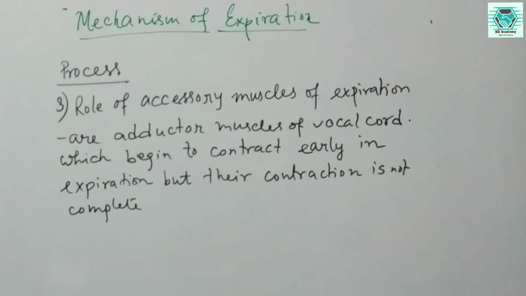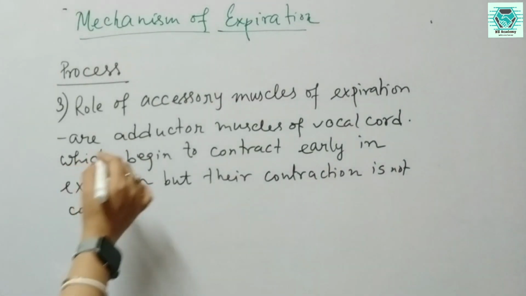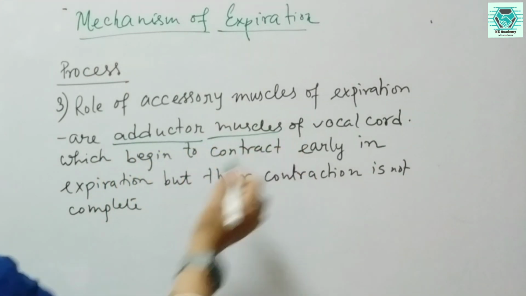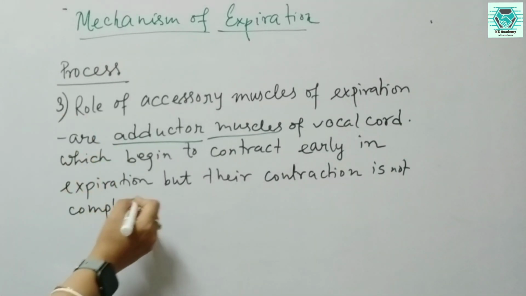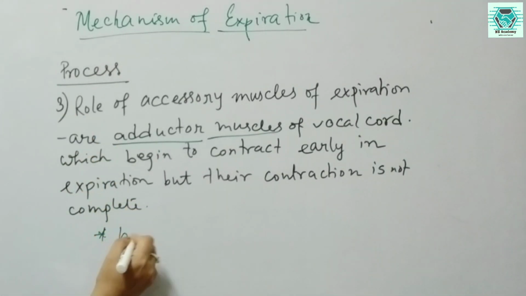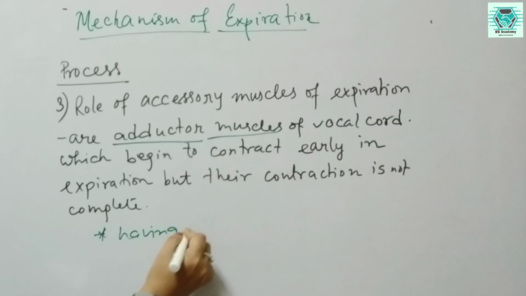Some accessory muscles also play an important role, and these are the adductor muscles. The adductor muscles are present in the vocal cords and they begin to contract early in expiration, but their contraction is not complete. Their main respiratory function is actually a protective function.